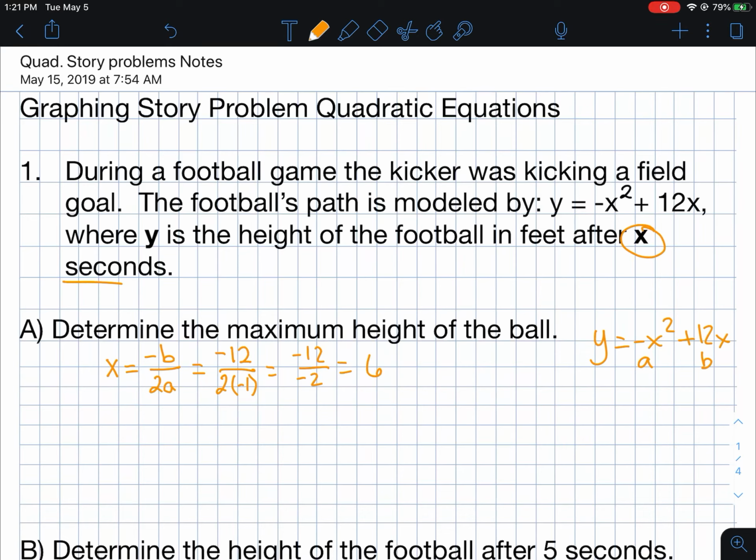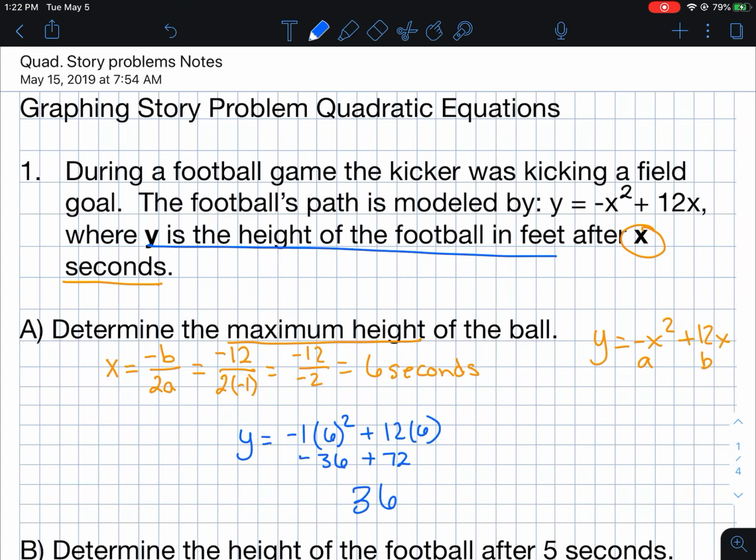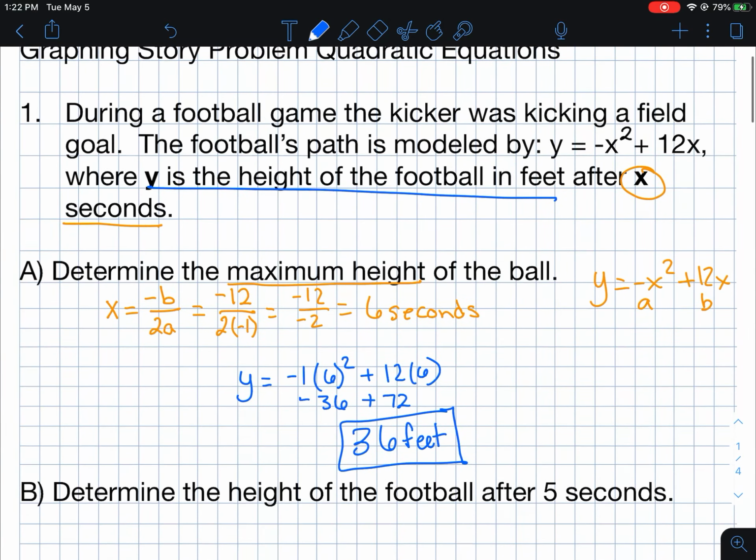Remember, x stands for seconds. So that is how long it's going to take to get to the maximum height of the ball in the air. But we asked for what is the height, not how many seconds it takes to get there. So since we know that it takes 6 seconds to get to the maximum height, we are going to plug in 6 for our x value. So we get negative 36 plus 72, which gives us 36, and remember, in feet. So 36 feet. All right.